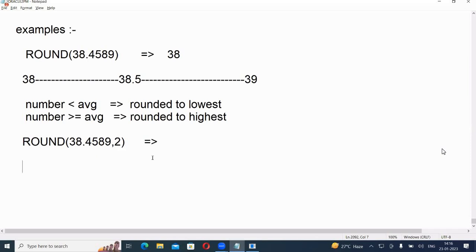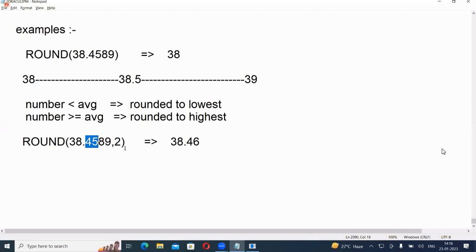Understood? Then actually 38 point what? Actually 45. But the next digit is 5 or above 5. This 5 is rounded to 6. So this is rounded to 46. 2 means 2 decimal places.